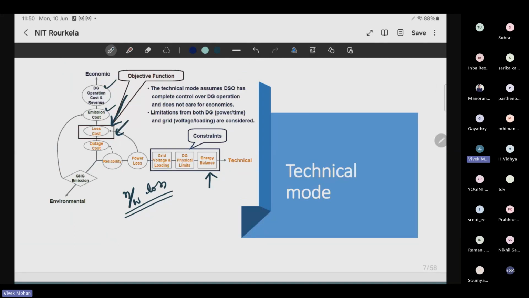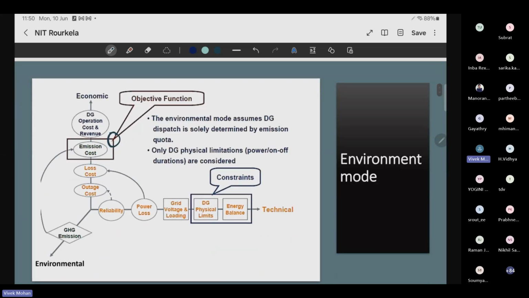That is why it was a technical mode. Then here we have emission cost. So emission is the prime concern. That is why this is known as an environmental mode of energy management. So identifying the objectives, identifying the stakeholders, identifying the constraints. These three are the main aspects of any energy management problem.